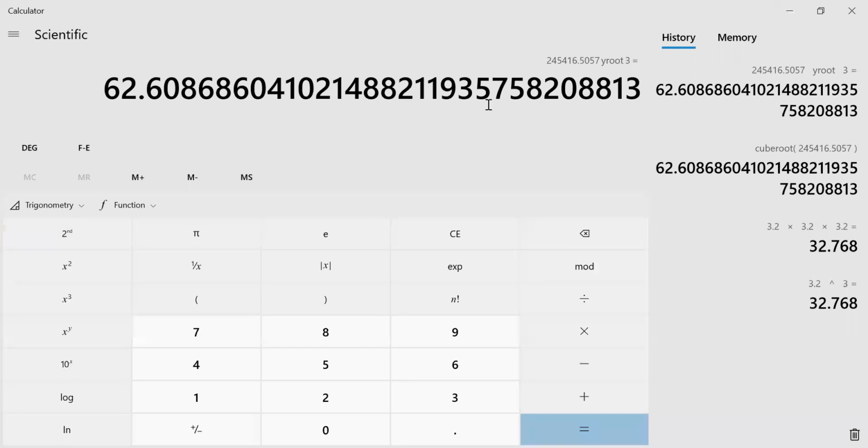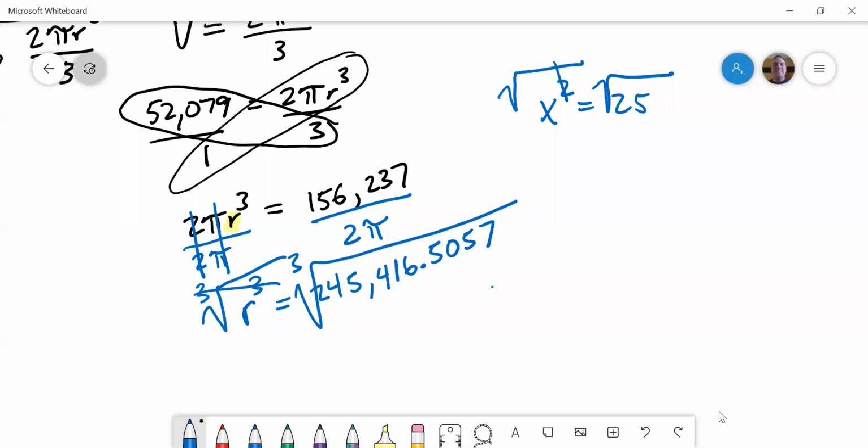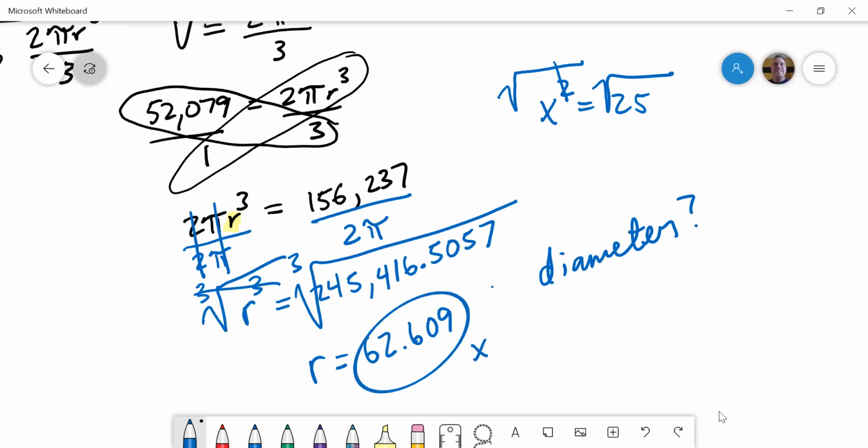So let me go back. 62.609. Okay, so the radius is equal to 62.609, but the question didn't ask us for the radius. It asked for the diameter, right? So all we got to do is take this number and multiply it by 2 to get the diameter. So let's do that, and then we can round it 0.609, and then we're going to multiply it by 2, and we should be getting 125.2, right? 125.2 is the diameter.